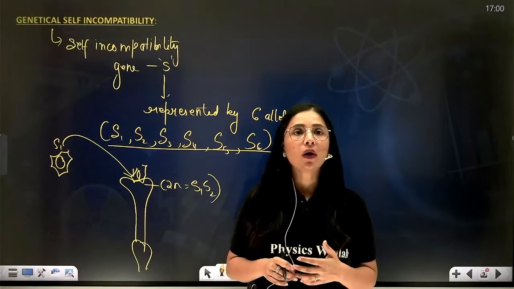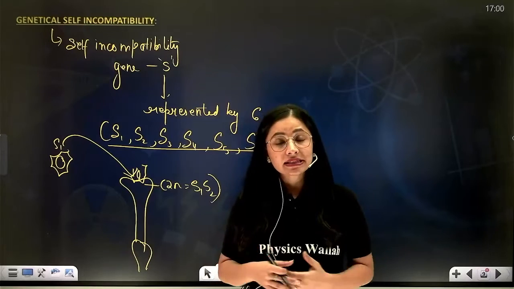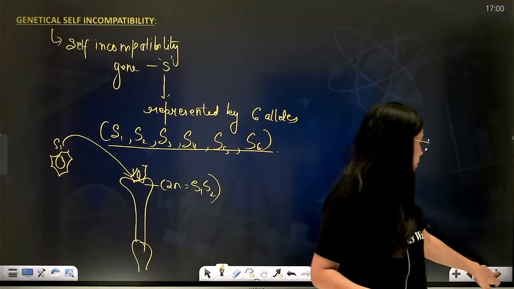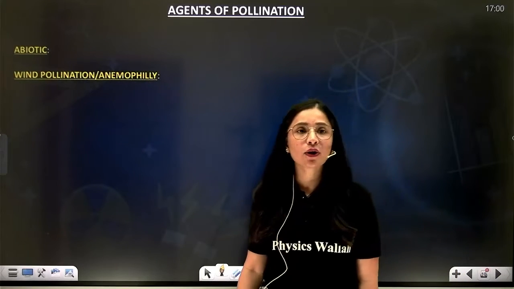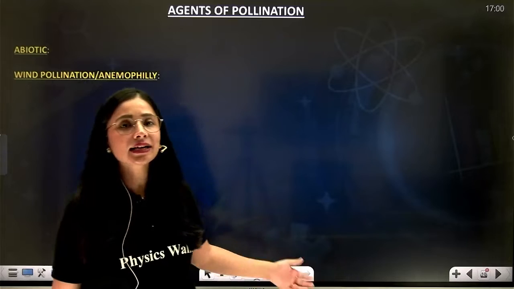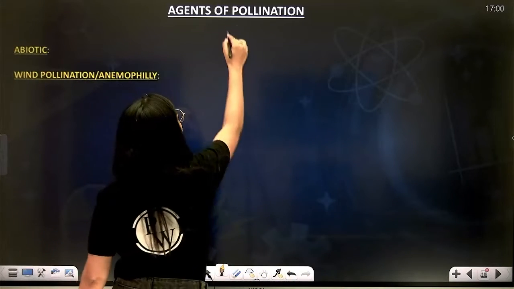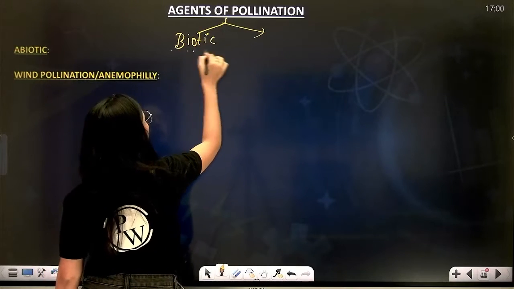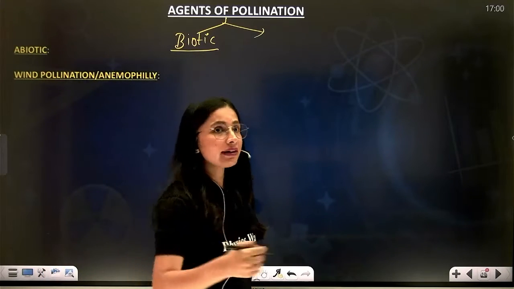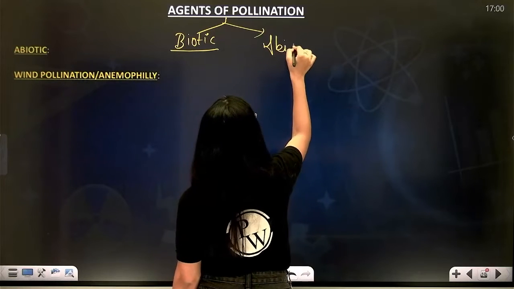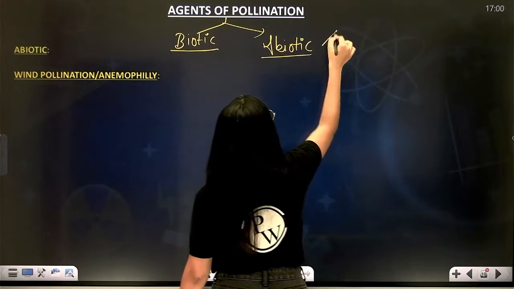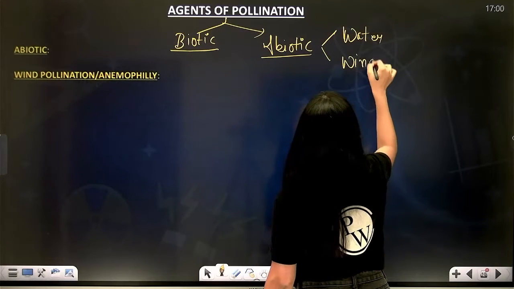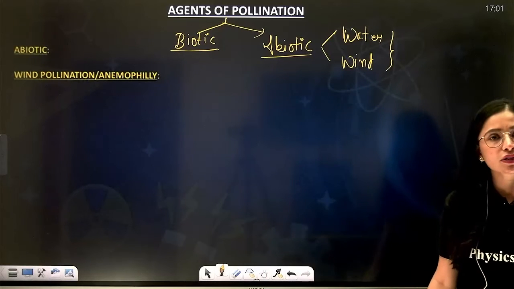So these all are the contrivances that promote cross-pollination. I hope you have understood. Now, we are going to discuss the agents of pollination. Agents can be of two types. Biotic agents means where living organisms are involved in the transmission, whereas abiotic agents are where non-living things like water and wind play an important role in the transmission.